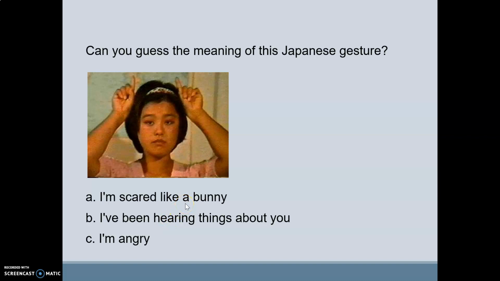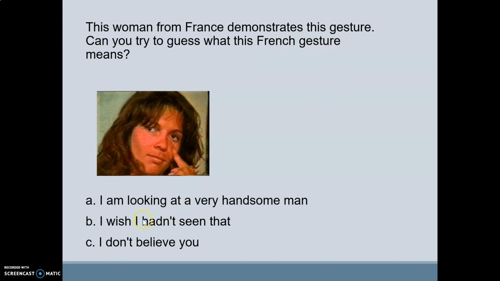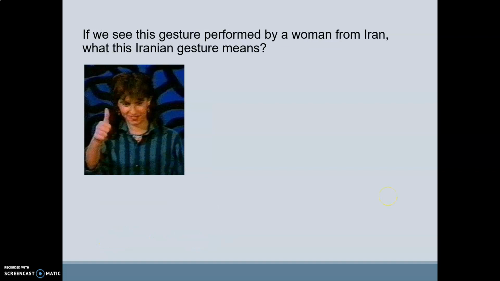Well, if you have never been to Japan, probably you have no idea about the meaning of this hand gesture, but the correct answer is C. I'm angry. And here is the second question. If you see a woman from France demonstrate this gesture, can you try to guess what this gesture means? I'm looking at a very handsome man, or I wish I hadn't said that, or I don't believe you. The correct answer is C. I don't believe you.